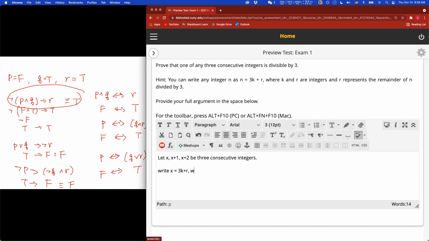Again, where k and r are integers and r is the remainder of x divided by 3. Now, if r is the remainder of x divided by 3, what can r be? What are the possible r values?